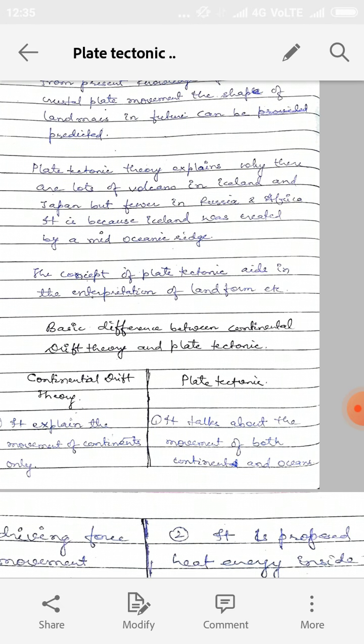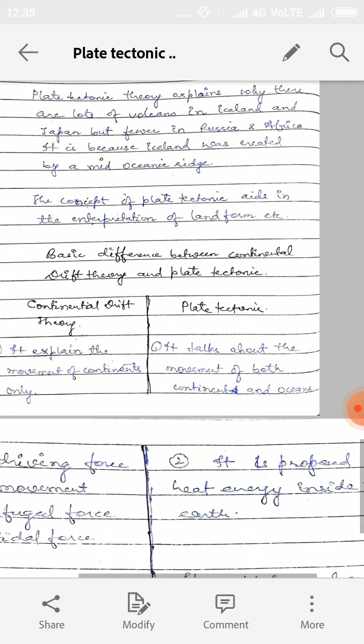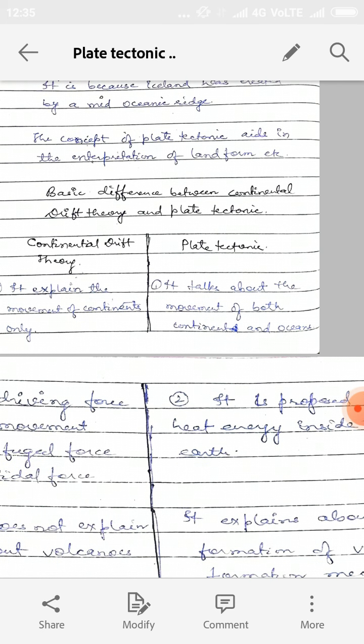Plate tectonic theory explains why there are a lot of volcanoes in Iceland and Japan, but fewer in Russia and Africa. It is because Iceland was created by a mid-oceanic ridge. The concept of plate tectonics aids in the interpretation of landforms.